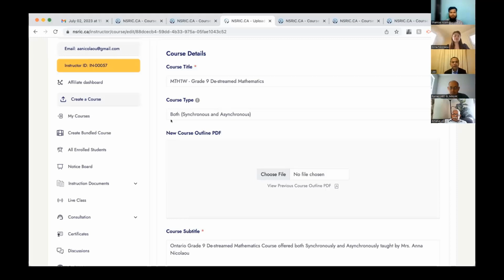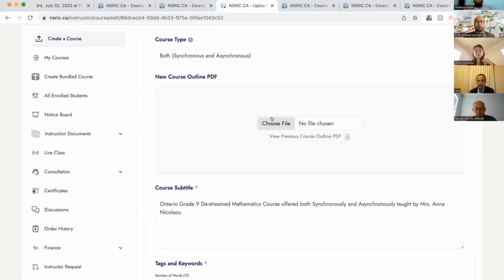And so doing both just gives the students and the parents more flexibility, and that will lead you to more signups, because that way you avoid having people not sign up for the course because it isn't offered in the mode that they'd prefer. Next, we have the place where you can upload your course outline.